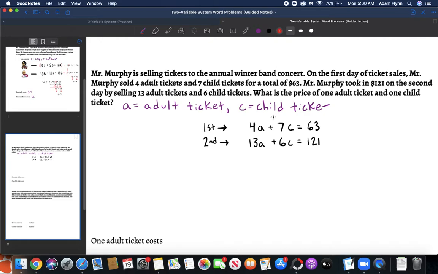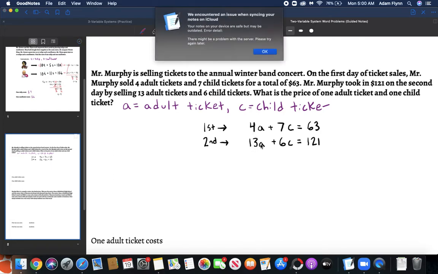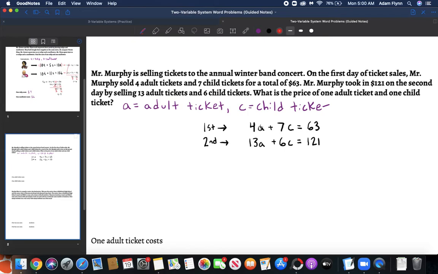So what we can do is now pick a variable to eliminate. If I take a look at my a's, I've got 4 and 13. 4 does not go into 13 evenly, which means I would have to scale my top equation and my bottom equation. If I take a look at my c, 7 doesn't go into 6 and 6 doesn't go into 7, so I would have to scale both of those equations as well. So how about we try to eliminate the a?